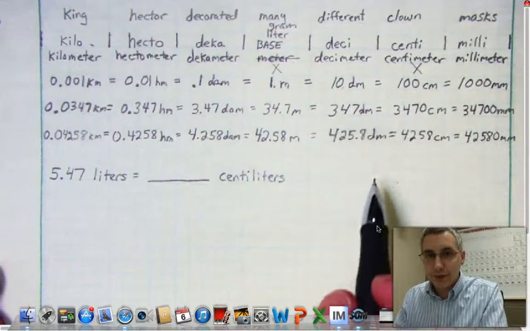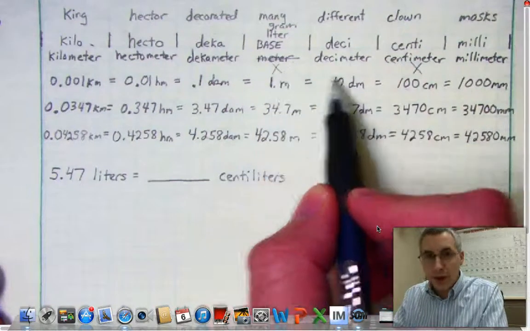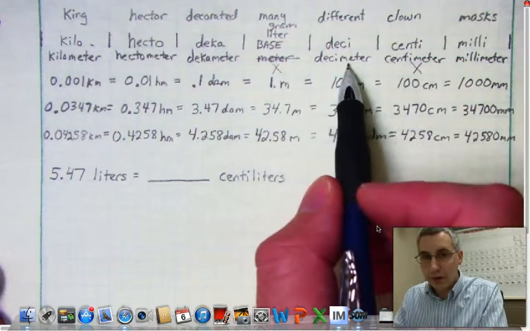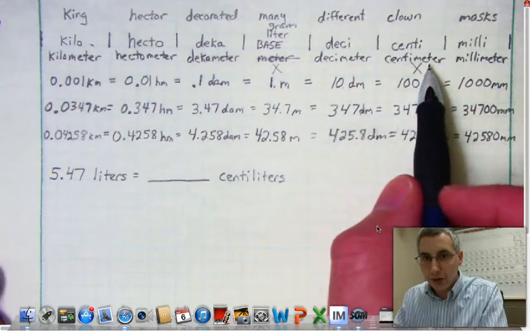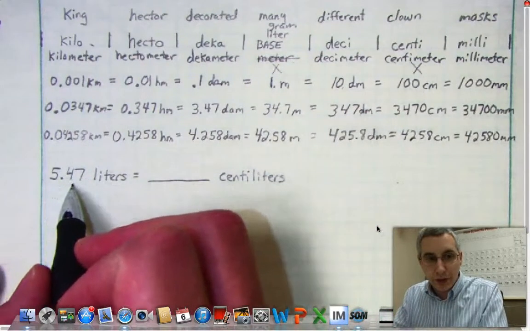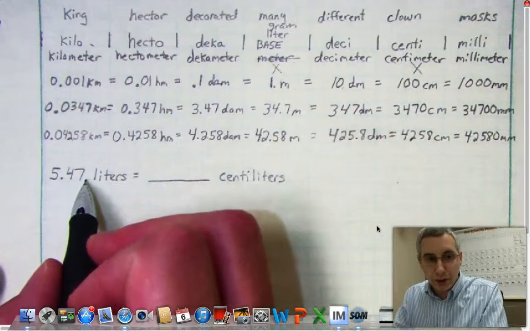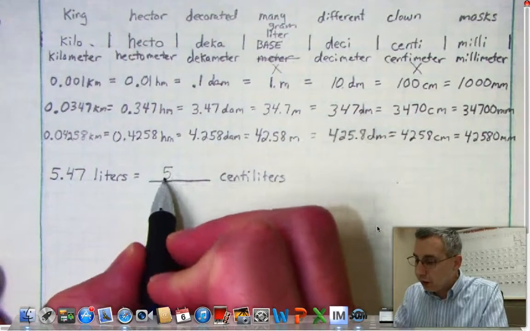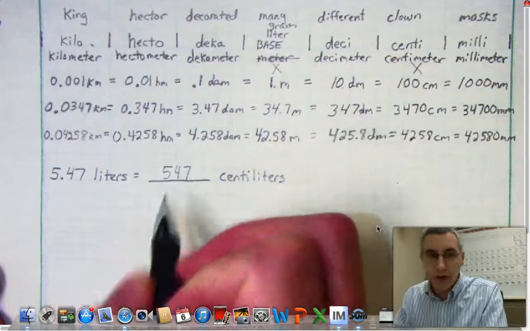So how many movements have to take place? Well, 2. You have to move once and twice. And notice you're moving to the right. So what you need to do over here is move this decimal to the right twice. So instead of 5.47, your answer is 547.